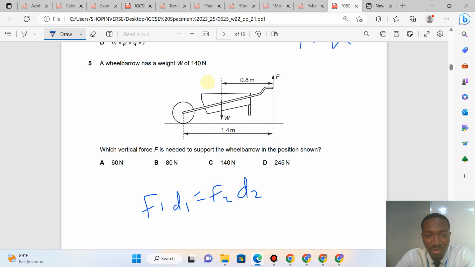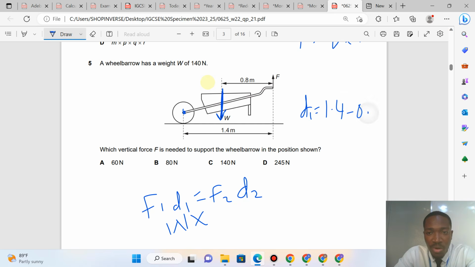The force producing the clockwise moment is W, that's this force. And the distance for the clockwise moment is the distance between the pivot and this W. How do you get that distance? D1 is equal to 1.4 minus 0.8. That's how you get the distance from the pivot to W.